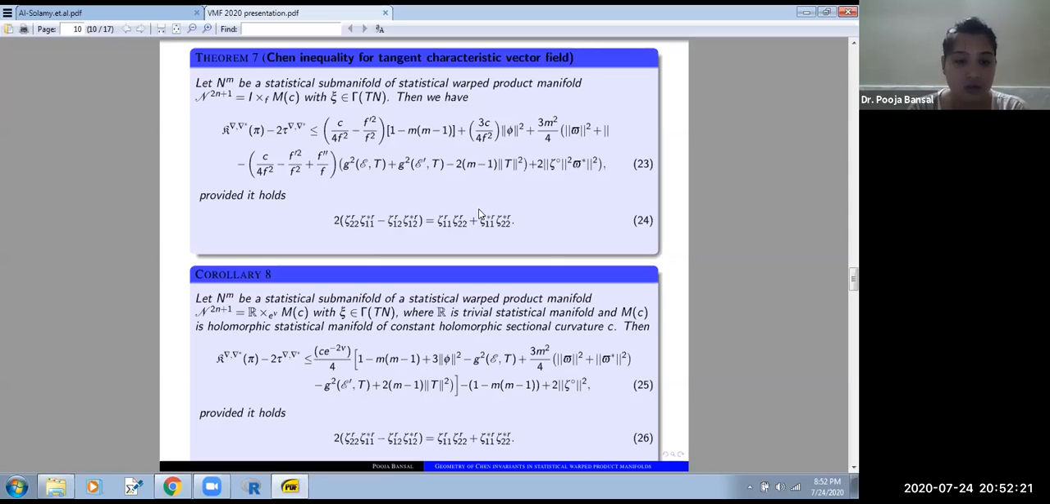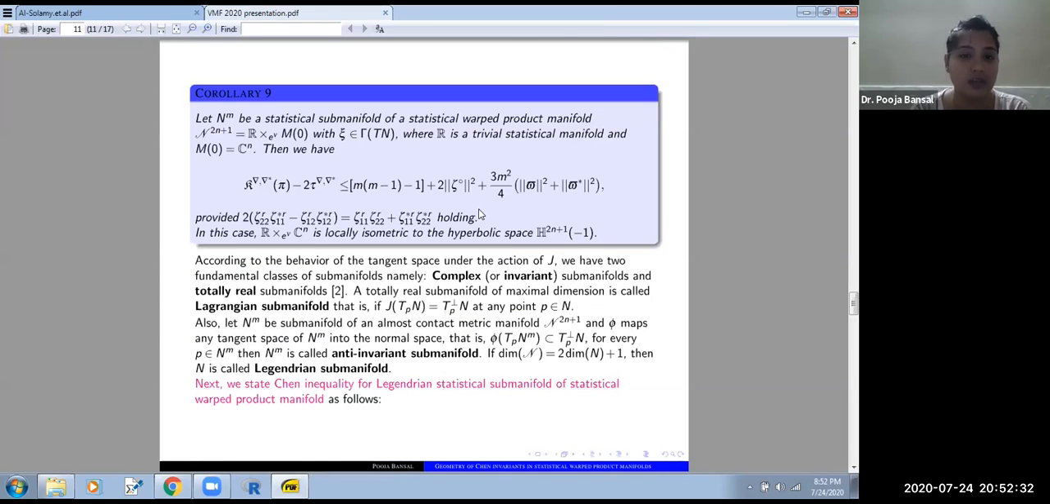And in corollary 8, if we take my curvature c of this holomorphic statistical manifold M to be 0, that is a flat manifold, then we have another corollary as an application given by corollary 9. Also in corollary 9, we have proved that my manifold R × Cⁿ is locally isometric to hyperbolic space H of dimension 2n plus 1 with the curvature -1.